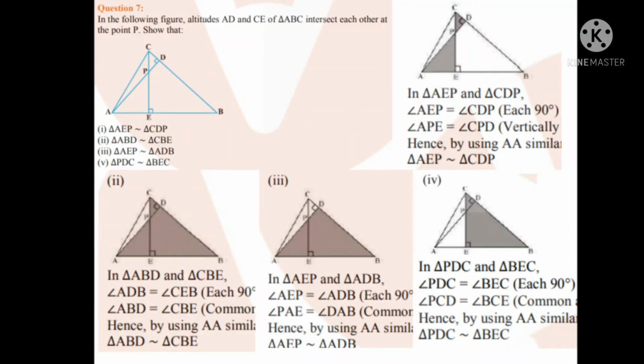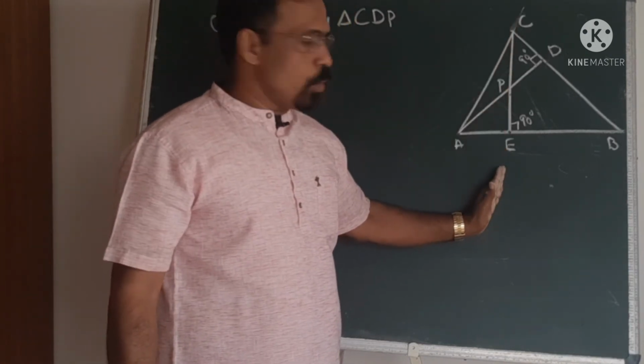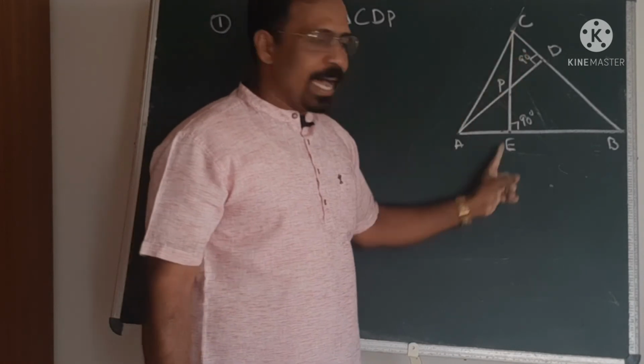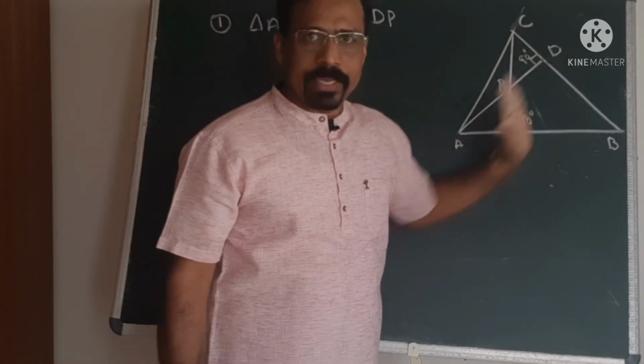Let us do question number 7. In the following figure, altitudes AD and CE of a triangle ABC intersect each other at the point P. Show that the first one is triangle AEP is similar to triangle CDP. So, what is given to us? This CE is an altitude, AD is an altitude. That means they make 90 degrees to these lines. That is given to us.